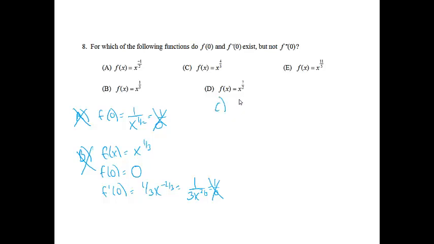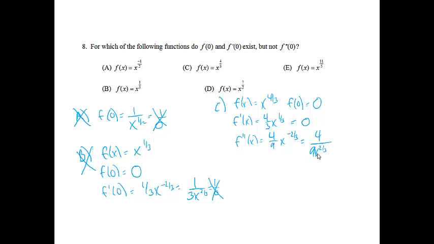If I go to choice C, I have f of x is equal to x to the 4/3. If I try to find f of 0, if I plug 0 in, I get 0, so I get an answer. That's good. Okay, f prime of 0. When I plug in, f prime will be 4/3 x to the 1/3. And if I plug 0 in there, I get 0, so I get an answer. That's good. And then when I go to take the second derivative, I'll get 4/9 x to the -2/3, which can be rewritten as 4 over 9 x to the 2/3. And if I try to plug 0 into this one, I can't, because I'll get 4 over 0. So no.